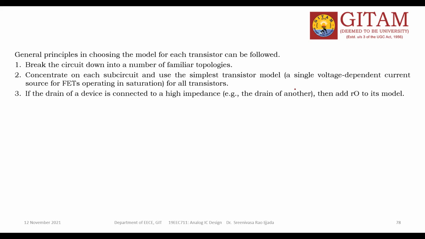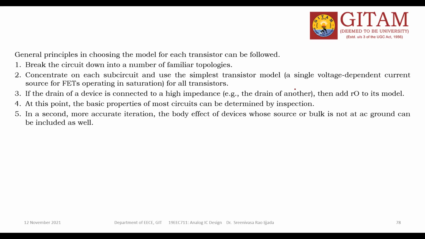What is r0? It is the output impedance of the device, internal of course. Otherwise, we can remove the r0. If the drain of a device is connected to a high impedance, then consider r0; otherwise neglect it. At this point, the basic properties of most circuits can be determined by inspection. One more thing is more accurate iterations; iterations means number of trials. The body effect of a device whose source or bulk is not at AC ground can be included as well.